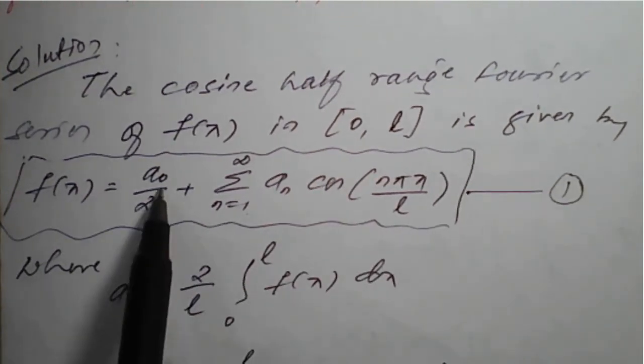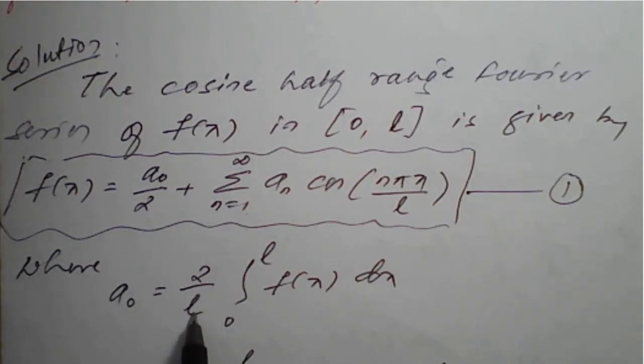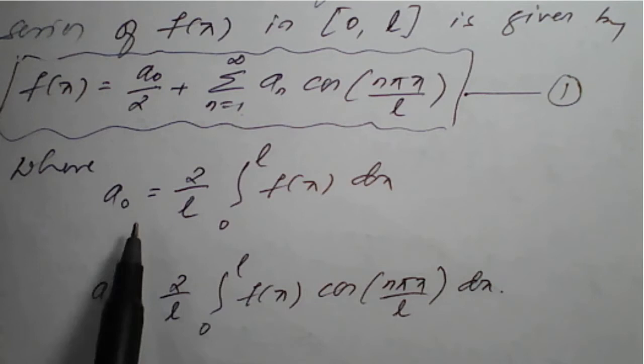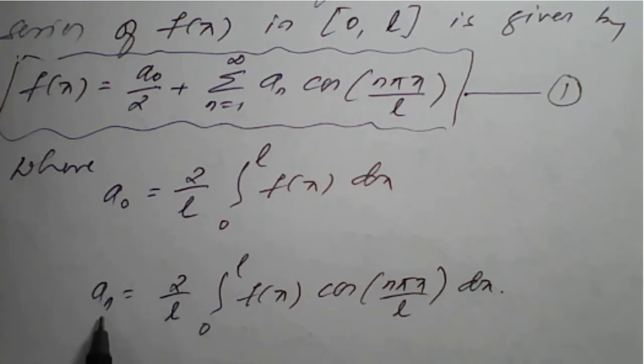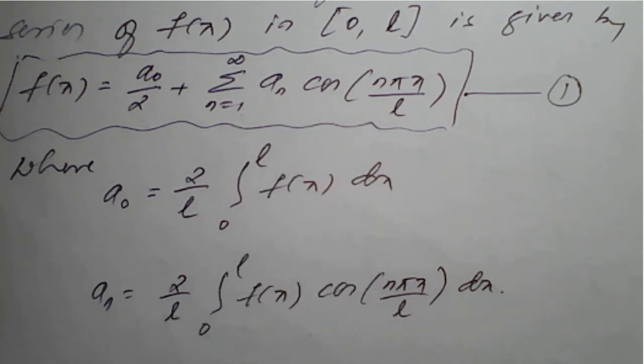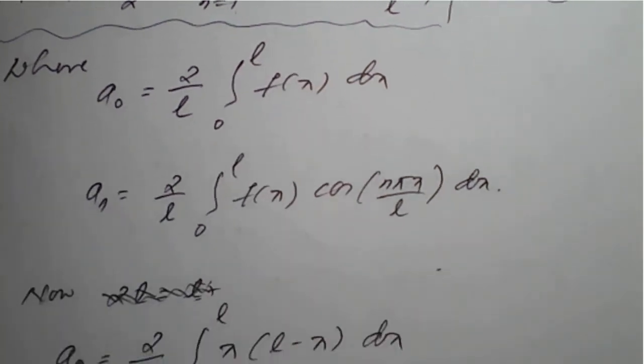Here, the a0 value is 2/L integration 0 to L of f(x) dx, and the an value is 2/L integration 0 to L of f(x) cos(nπx/L) dx. So we need to find the values of a0 and an, and these two values will be applied in equation number 1, and we'll see what the cosine half-range series is. Now we'll start one by one.